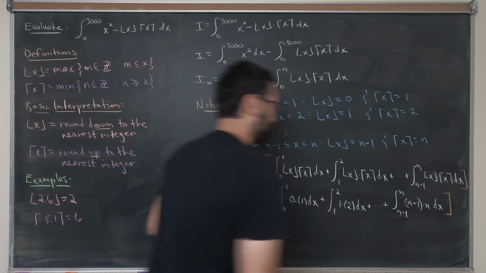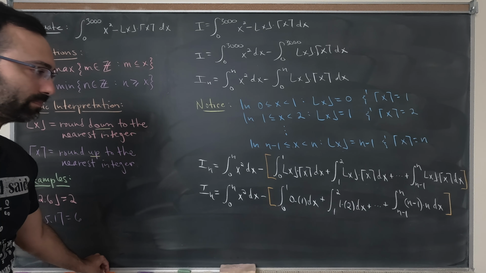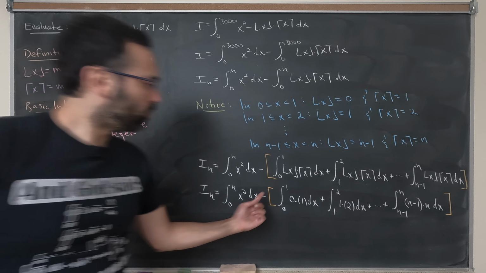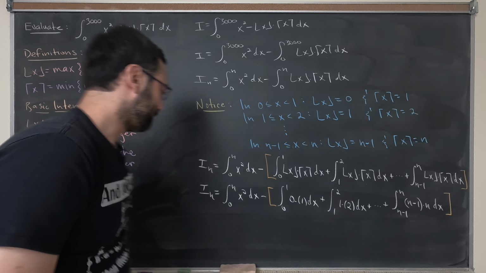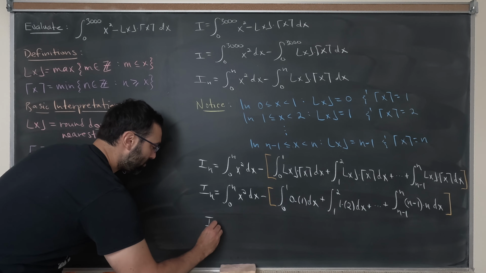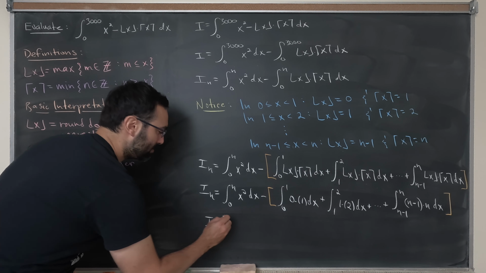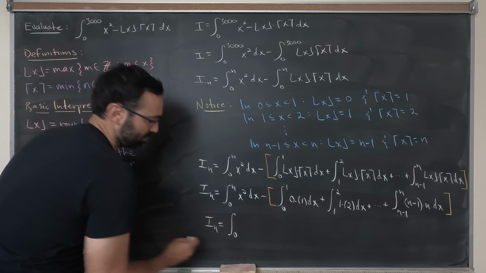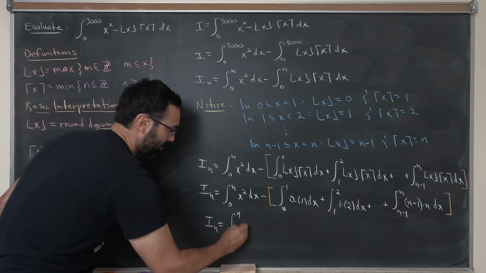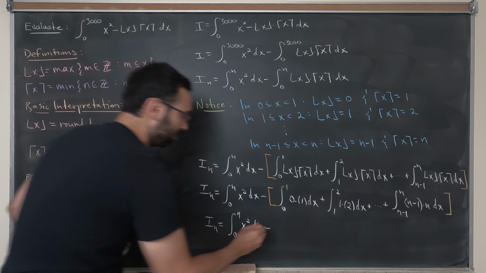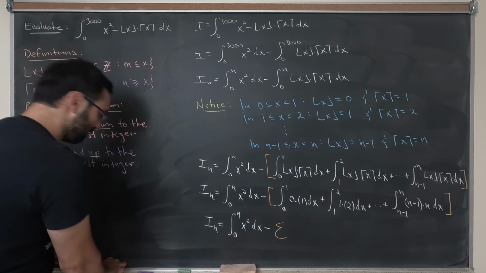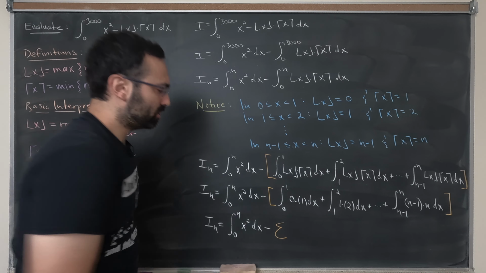Okay, perfect. Now what? Well, we can compactify all this into a nice summation. So what we end up with now is I sub n as being the integral from 0 to n of x squared dx minus the sum of, well, the sum of what? A whole bunch of integrals.